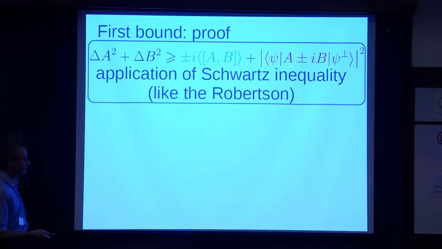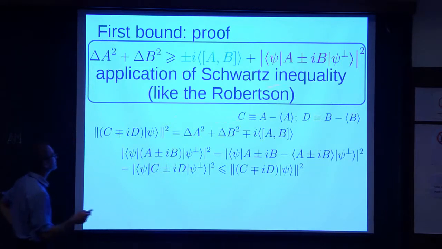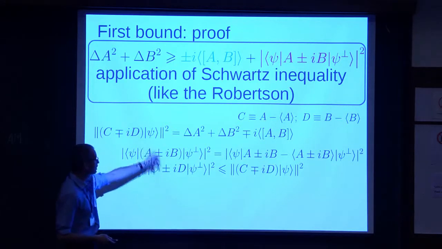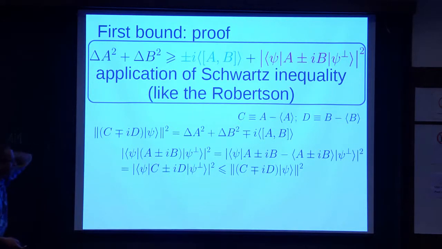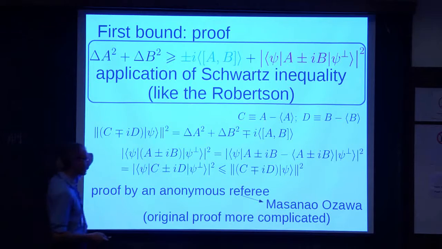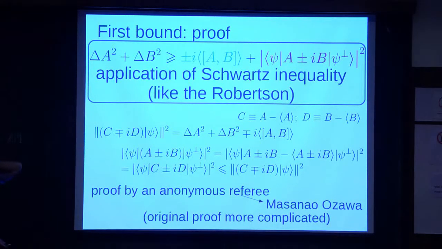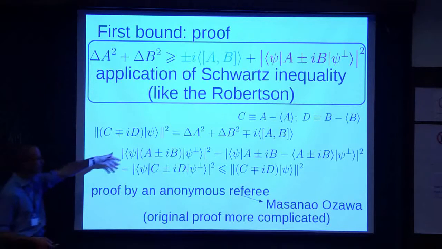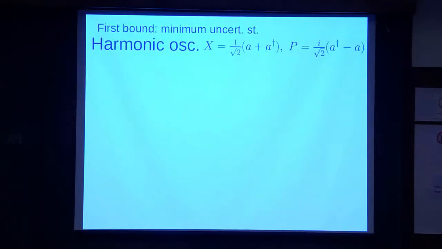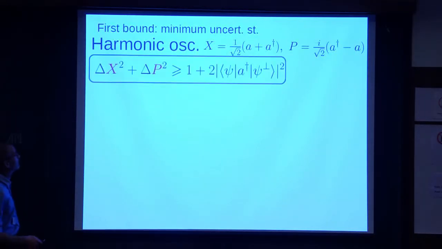Now, okay, the proof, I'm not going to go through the proof, but just to say that it's just an application of the Schwarz inequality. So it's a very simple derivation. And actually, we must credit our referee, who turns out to be Masanao Ozawa, for this proof, because the proof in the first version of the paper was much more complicated. But the referee said, oh, but you can prove it much more easily. And that was a really nice referee report to get for once. And we must thank Masanao for that. And okay, here I just give you an example for the harmonic oscillator.